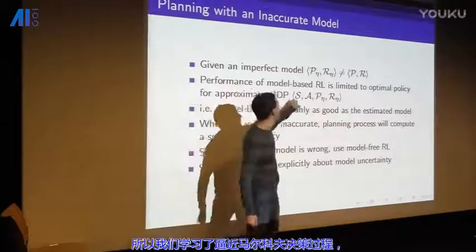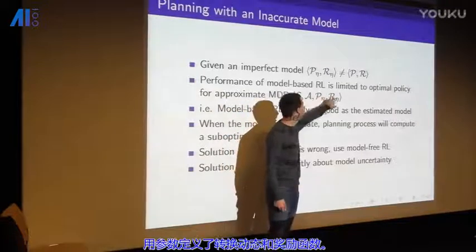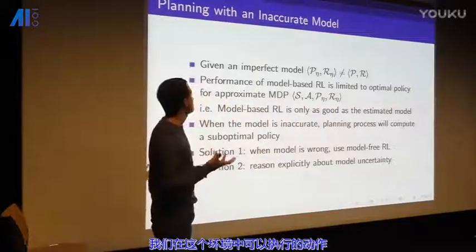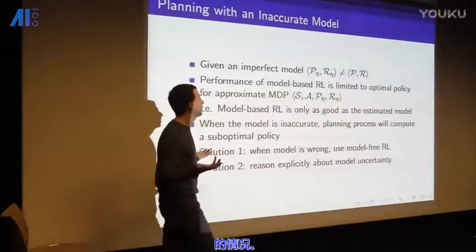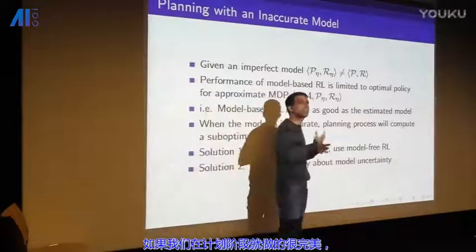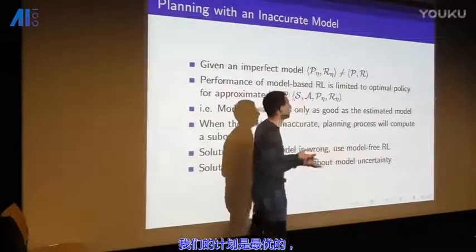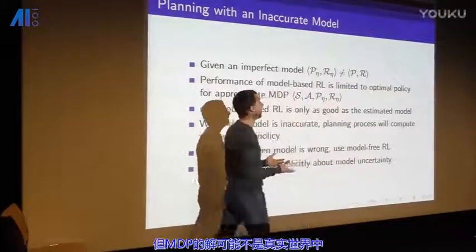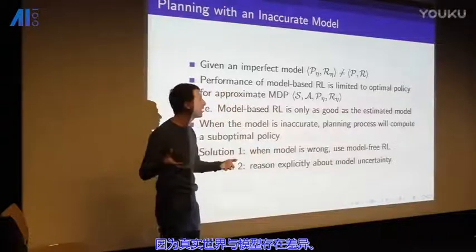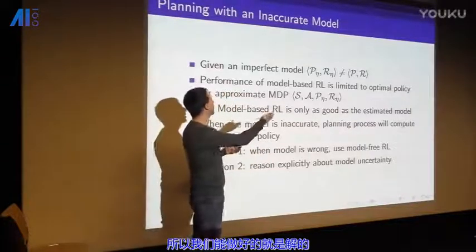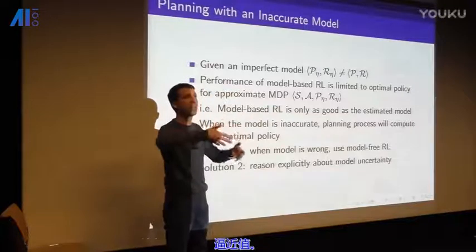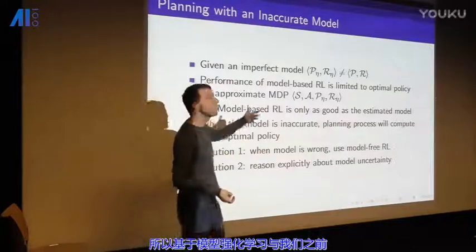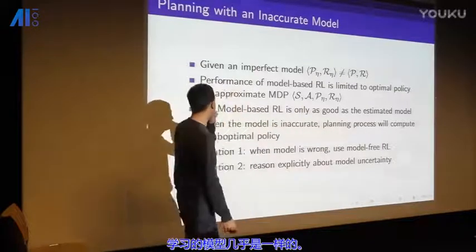So we learn this approximate MDP with our parameterized transition dynamics and reward function, and now we want to know what performance we can achieve in this world. Well, if we were able to do a perfect job of the planning side, if our planning was optimal, we would solve this MDP. But the solution to this MDP might not be the right way to act in the real world, because the real world was different to our model. So we can only do as well as the solution to our approximate MDP in the real world. So model-based RL is only as good as the model that we've learned.